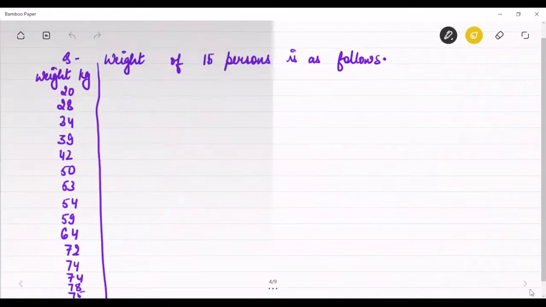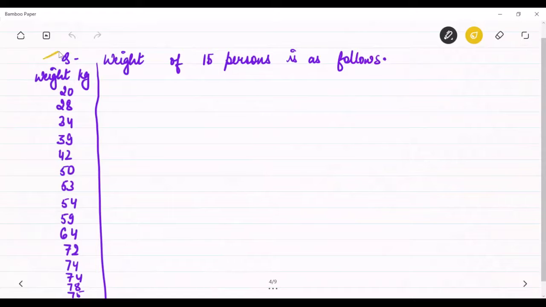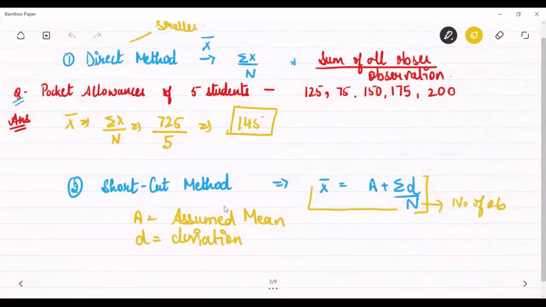I have used a formula in order to make you understand it much better. Okay, so here in the question we have been given the weights, and we need to calculate the mean by the shortcut method. According to the shortcut method, what we need is A plus sigma d upon n. Okay, so what we need first is A.